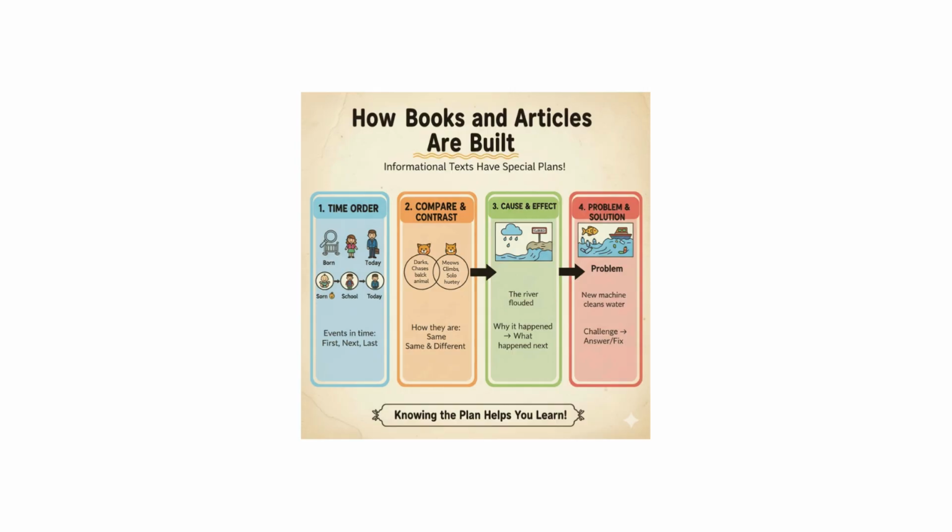Problem and solution. The plan here, the writer describes a problem, a challenge, or a difficulty, and then explains how to fix it. That would be the solution. Picture a question followed by an answer. For example, the ocean has too much plastic, which is the problem. New machines can clean the water. That's the solution.